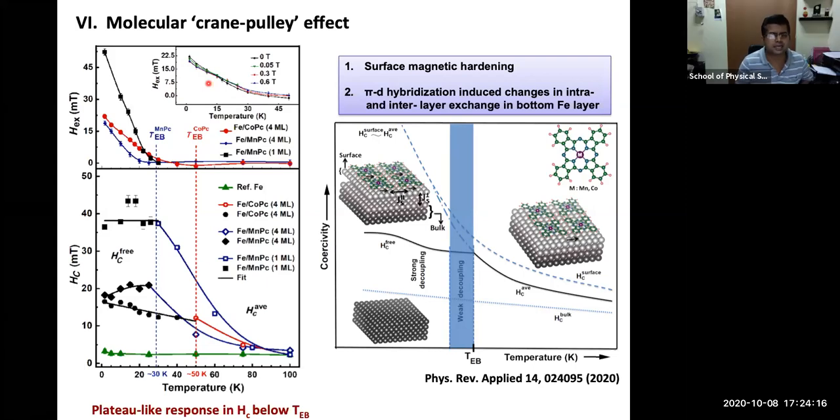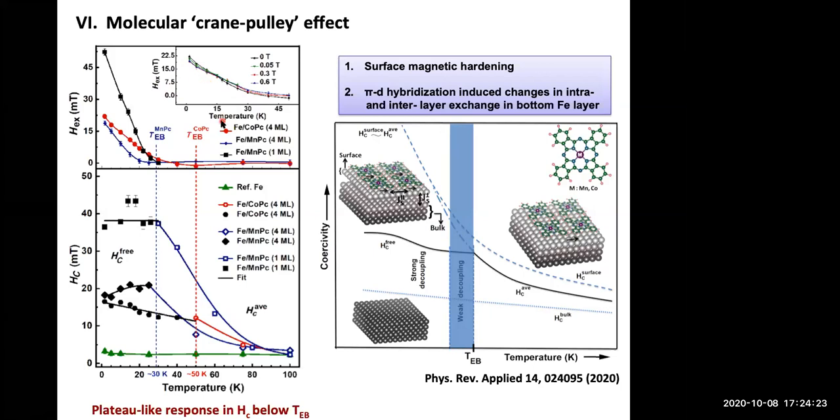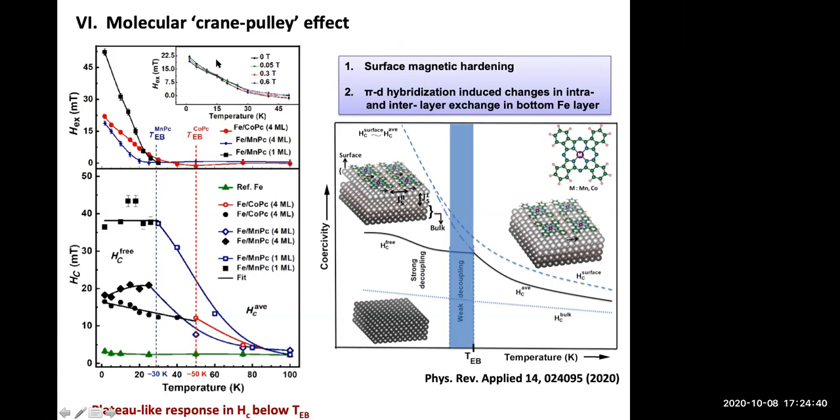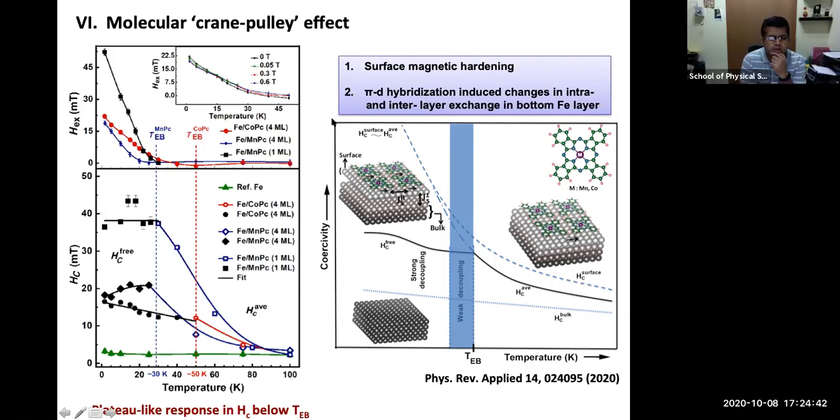No, I'm sorry, I didn't get. So this insert is basically for which sample? This is for the iron MnPc sample, I think, yeah. So you are telling that when you do this field cooling, it doesn't really depend on the cooling field magnitude, yeah? Yes. But in one of your plots, where you are showing this training effect.